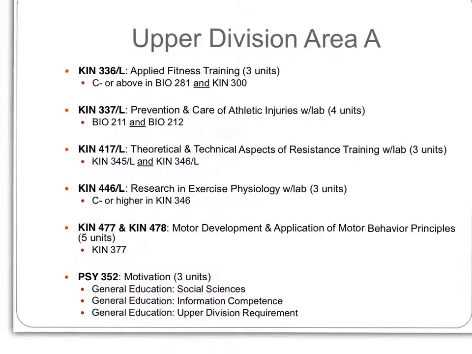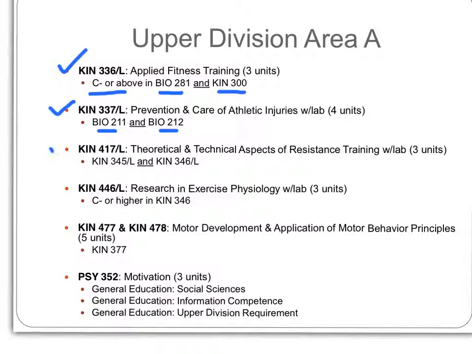For upper division area A, applied fitness students need to take Kinesiology 336 with lab. The prerequisite for this course is a C- or above in Bio 281, which is human physiology, and Kin 300. You also need to take Kinesiology 337 with lab, and the requirement for this course is Bio 211 and 212, human anatomy and human anatomy lab.